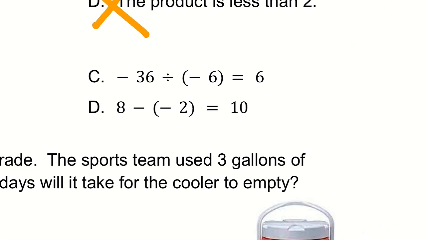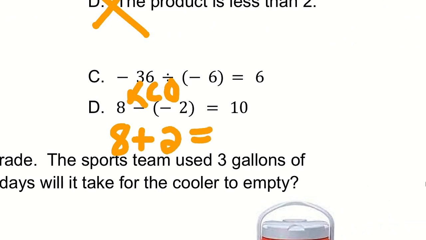For this one, it is 8 minus -2. When we can't subtract, we have to do something called KCO. Keep, change, opposite. So we're going to keep our 8, change our subtraction to addition, and do the opposite of -2, which is 2. And 8 plus 2 is 10. Well, that one's true, so that one can't be our answer.